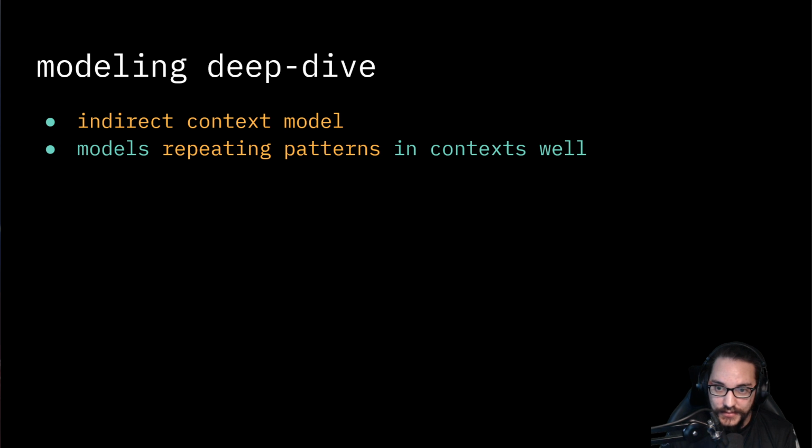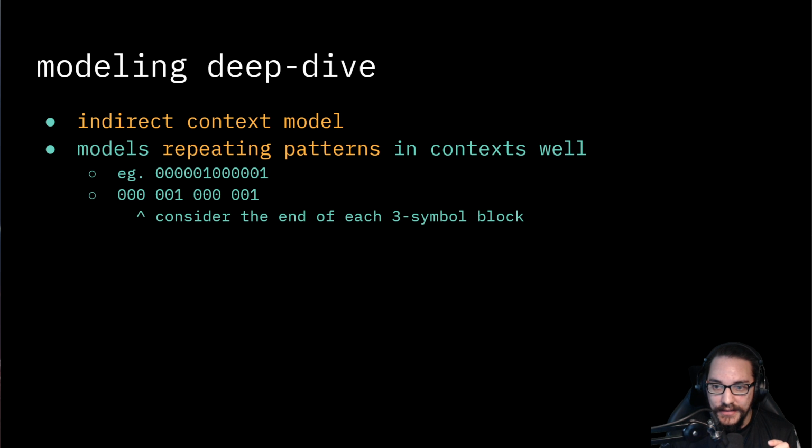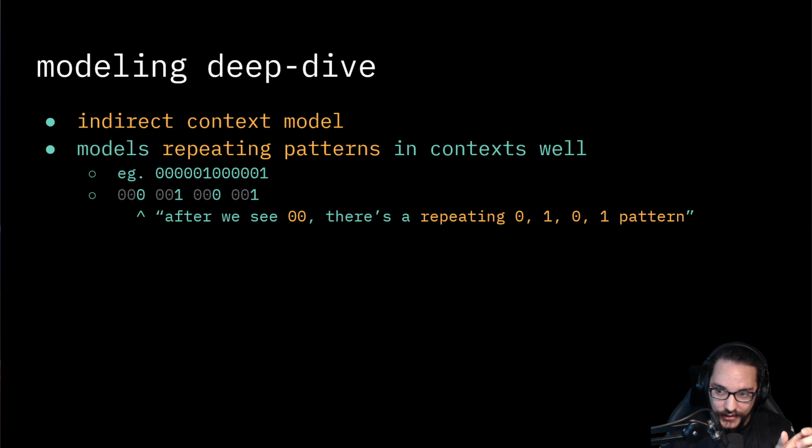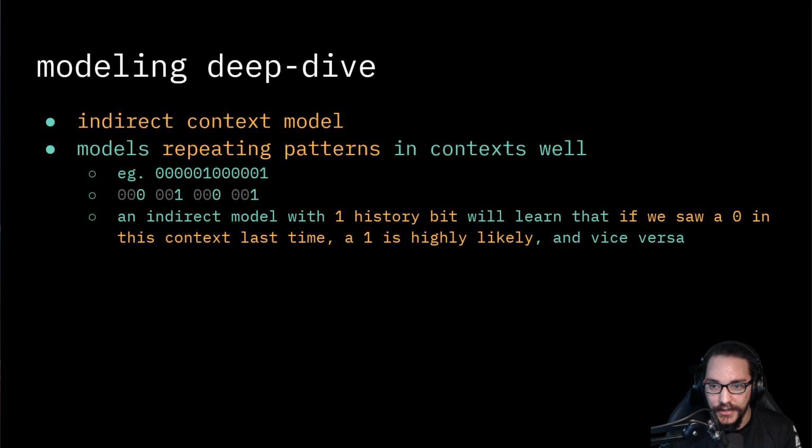So this models repeating patterns in different contexts really well. So for example, this is a bit string, and if we break this down into chunks of 3, so this is the same bits, we're just looking at it a bit differently. Let's say we consider the end symbol of each of these 3 symbol blocks. If we assume an order 2 context, the last 2 symbols are the context. And then after we see 0, 0, we can actually see that there's a repeating 0, 1, 0, 1 pattern here. So every time we've seen 2 zeros, we want to predict a 0, and then the next time we want to predict a 1, and the next time we want to predict a 0. And this is the kind of data that this indirect model is good at doing.